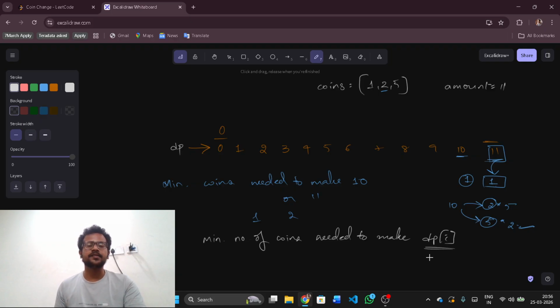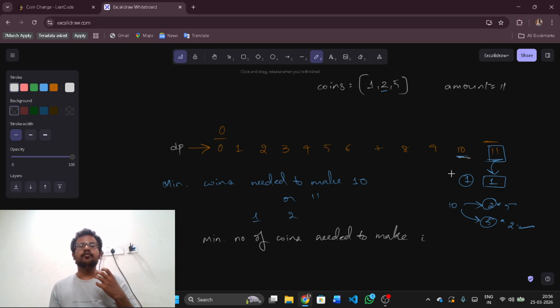That's what dp of I stores. dp of I stores the minimum number of coins needed to make I. So to make 10, dp of 10 will store the minimum number of coins needed to make 10. I think it's clear for now. I'll tell you how I'm going to do it.